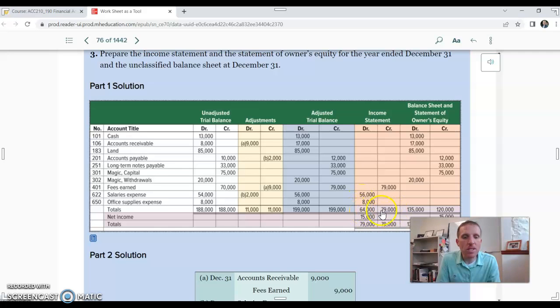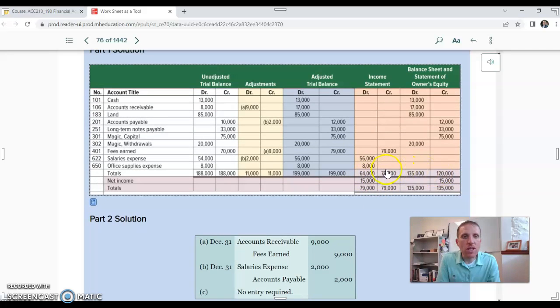Notice when we add up these columns, they don't balance. That's because we've split up those accounts into balance sheet and income statement, so now we have a disconnect where our debits do not equal our credits. The difference is because we have a net income. The $79,000 in revenue minus our $64,000 in expenses gives us a net income of $15,000.